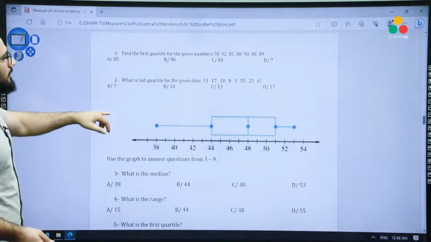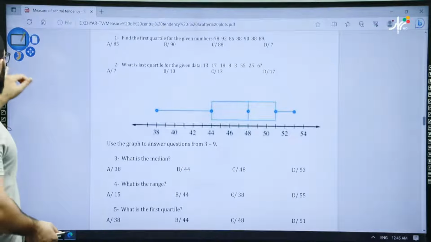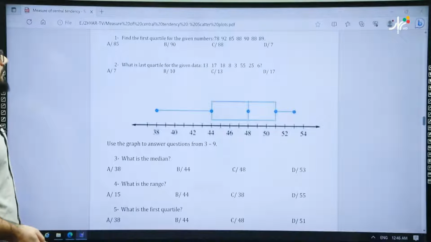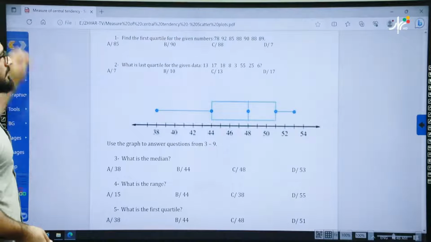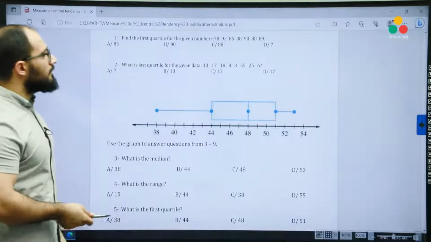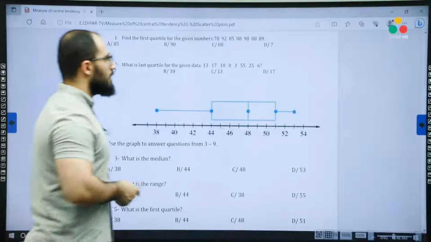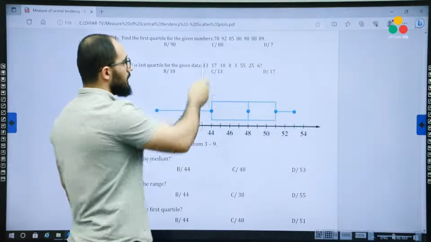Then we have some statistics questions here. It says find the first quartile for the given numbers. We have these numbers: 78, 92, 85, 88, 90, and also you have 88, 89. You have to order them from least to greatest.